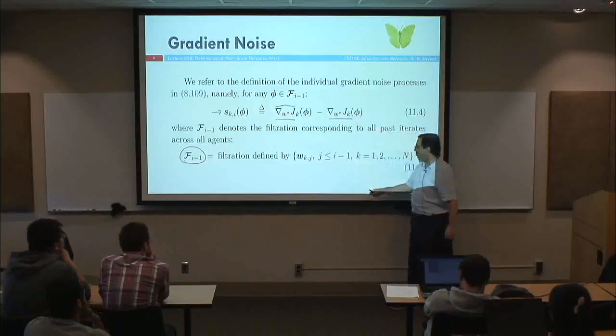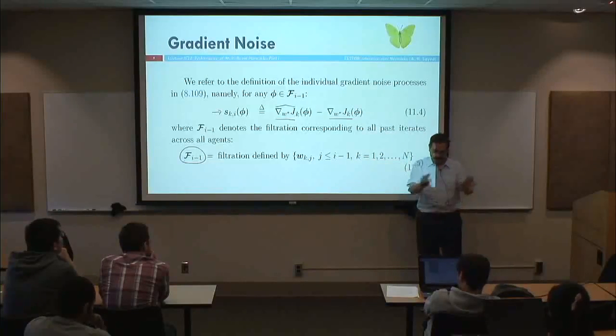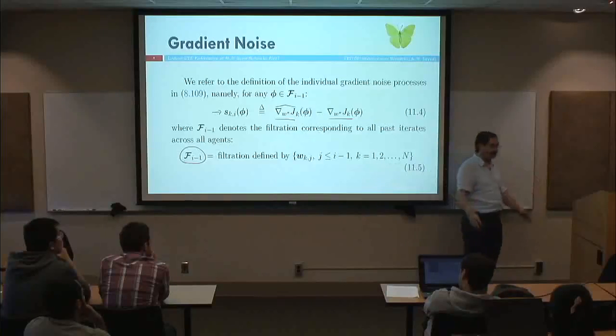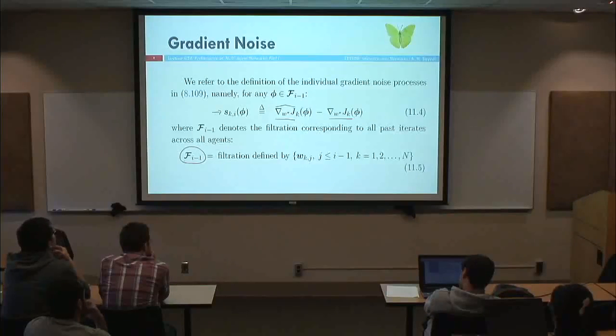Omegas at all times up to I-1 across all agents. So everything that happened so far: when I condition on F, I'm conditioning on that history. This is notation you have seen.